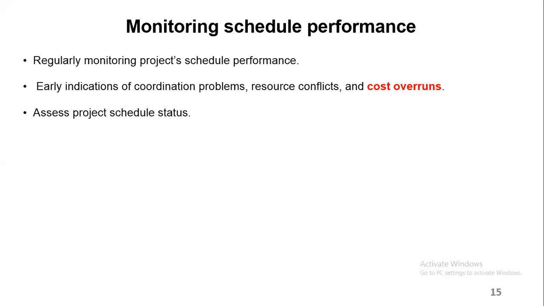What do you think? When you're executing the project, when you're doing monitoring and control of the project while you are executing, you need to monitor the costs also. Maybe you end up exceeding the budget and all that. How do you do that?